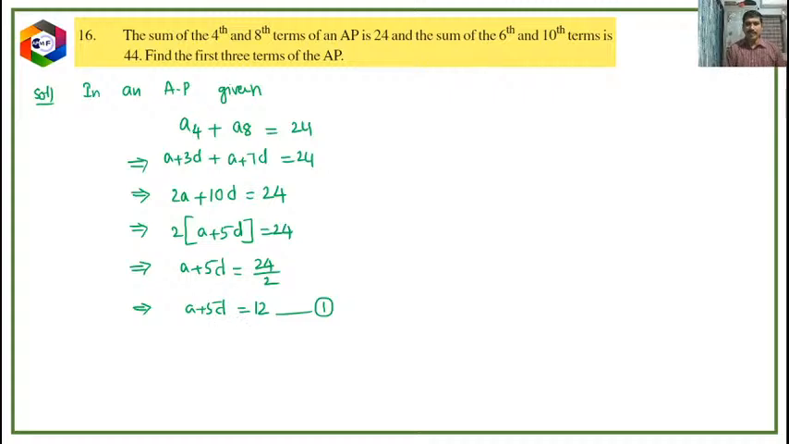Once again, children, A4 plus A8 is given as 24. A4 is nothing but A plus 3D, and A8 is nothing but A plus 7D. Now upon simplification, A plus 5D is equal to 12.